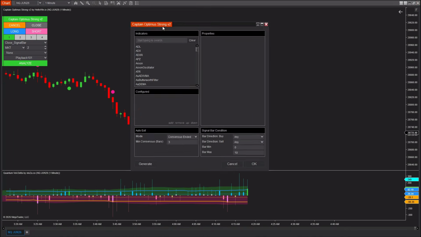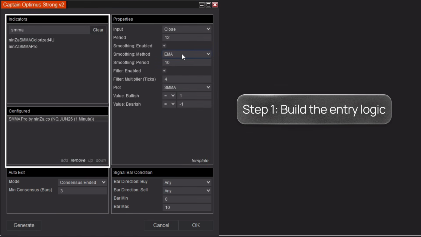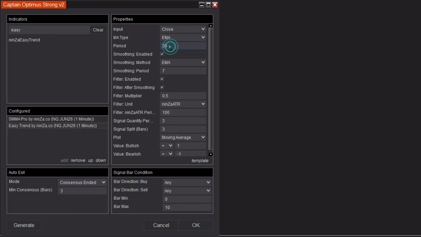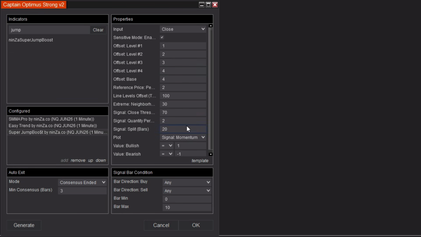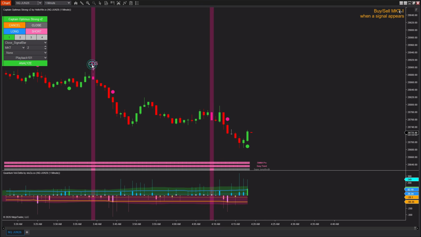The setup process for the indicator-based exit feature in Captain Optimus Strong V2 is as follows. Step 1. Build the entry strategy first. In this example, I will create an entry logic by combining 3 different trading indicators to generate a multi-layer confirmation signal. The goal of this approach is to execute trades only when all 3 indicators are aligned, helping filter out market noise and improve the quality of each trading opportunity. Once the entry logic is completed, we will then connect the indicator-based exit feature to build a complete trading system from entry to exit.